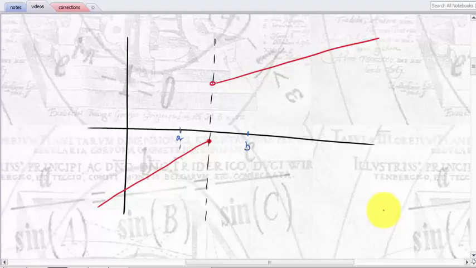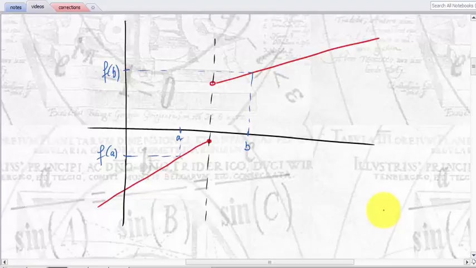Where is f of a? f of a is right here. And where is f of b? f of b is right here, okay? And I've lost it again. Shoot. Here we go. All right, f of b, and here is f of a.